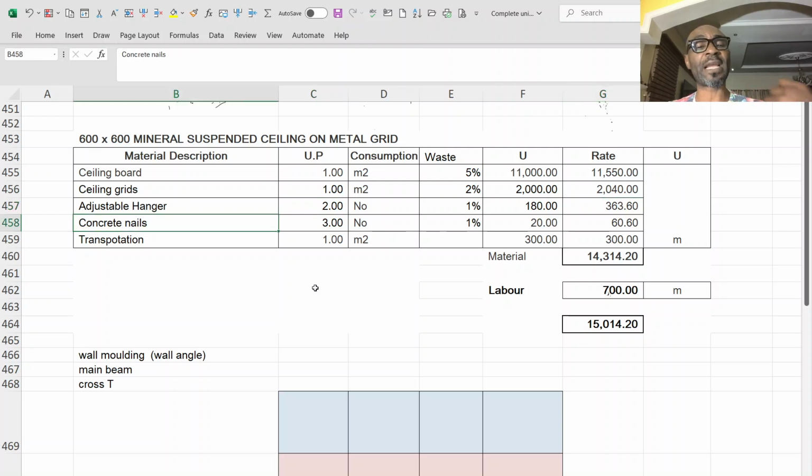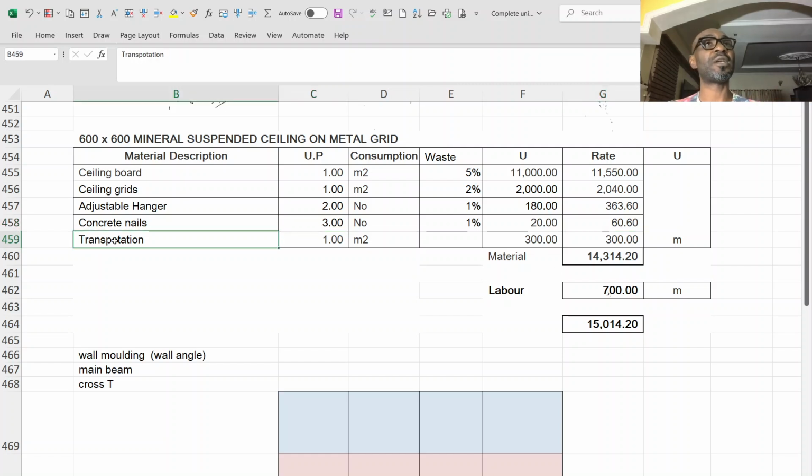Then the concrete nail, like I said, a pack of concrete nails has 50 pieces in it, depending on whatever pieces you have in your own market. You divide it by the cost you're buying, and it tells you the cost per one piece. You multiply by three, because three goes into 1 square meter. It gives you 60 naira, 60 kobo.